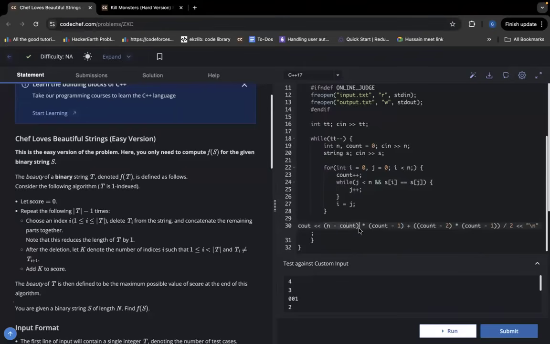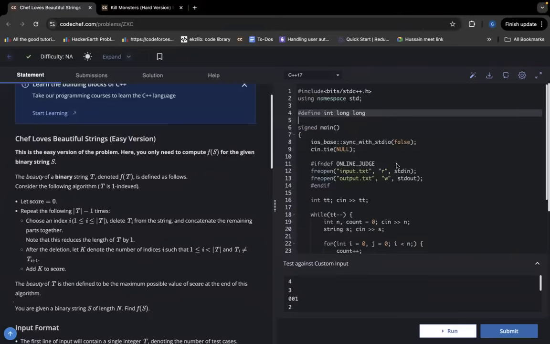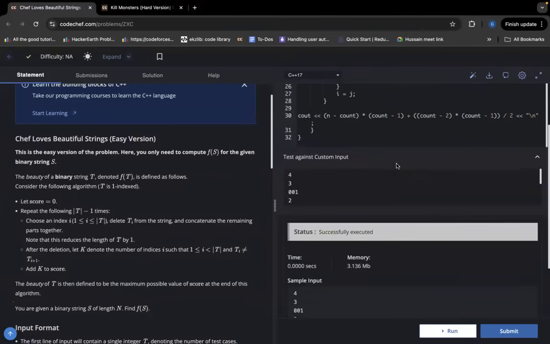It is just n minus count into count minus 1 plus count minus 2 into count minus 1, the whole divided by 2. Don't forget to take everything as long or define int as long. This will help you to not get an integer overflow. It's an O of n solution. Is this clear for everyone, guys?